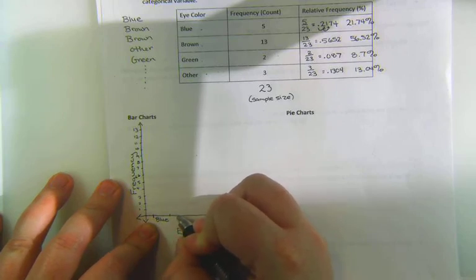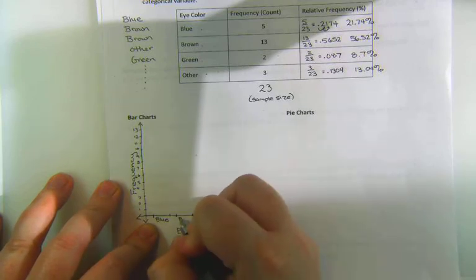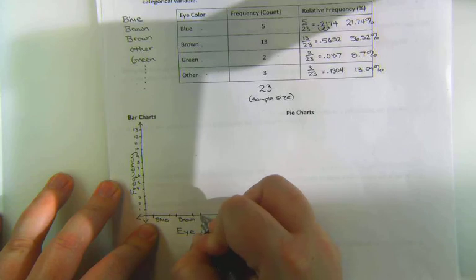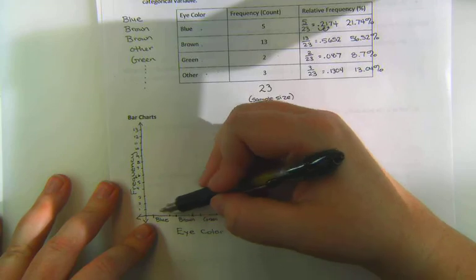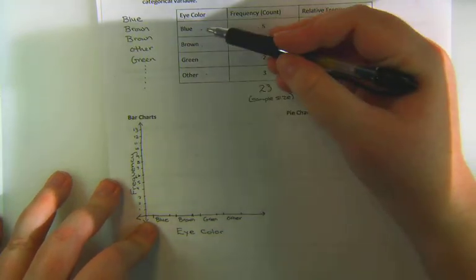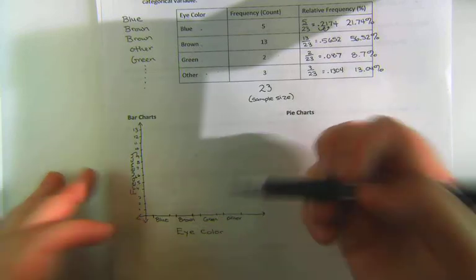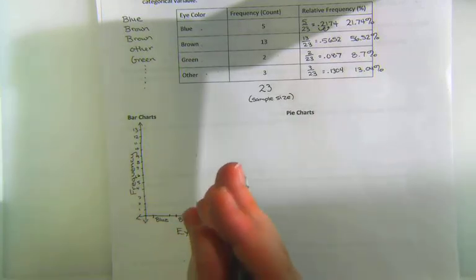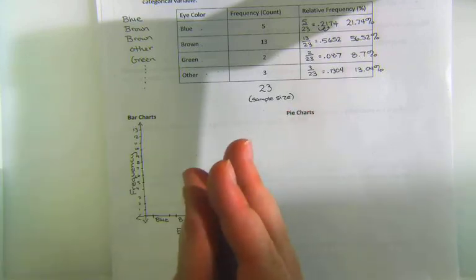Then we want to create a bin for brown. And something you want to do is you don't want it to start at the end of the other bin. You want a little bit of space. So we create a little bit of space, and then we create our bin for brown eyes. And then some space, and then we'll have green eyes, and then a little bit of space, and then other. So we need space between these because they're discrete bins. It doesn't mean anything to have overlap.